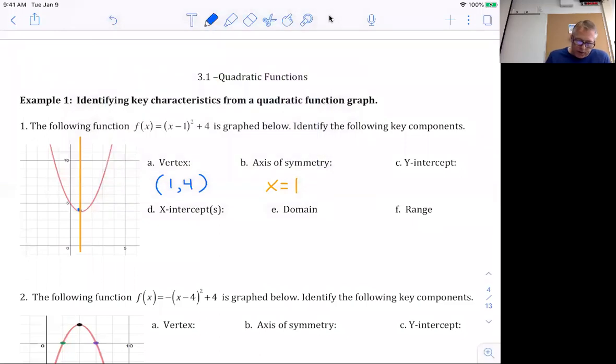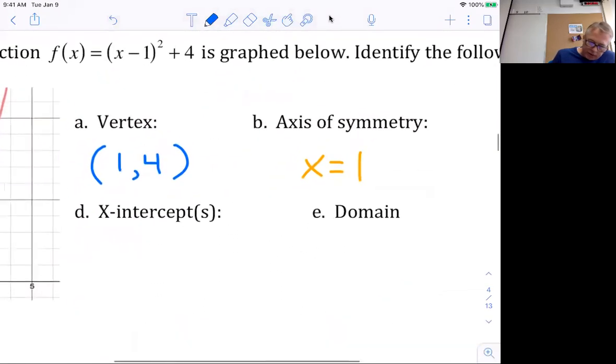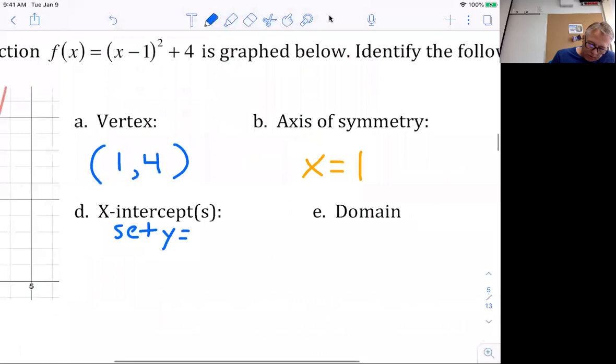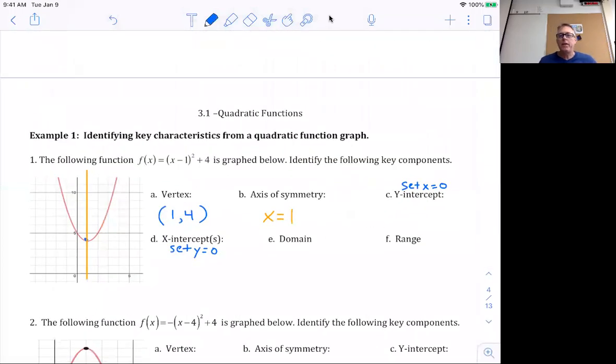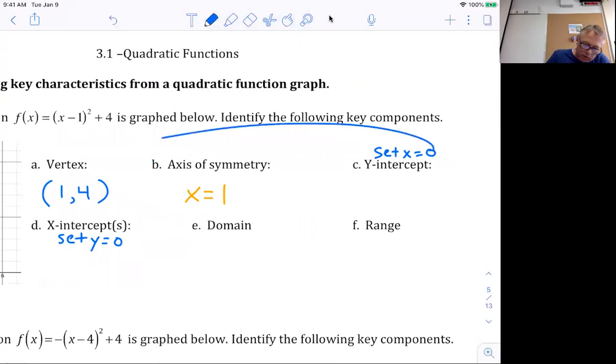Now, to find the y-intercept for any particular function, you always set x equal to 0. So for the y-intercept, we set x equal to 0. And as long as I'm writing, for the x-intercept, we're going to set y equal to 0. So we should be able to find, I'll do the y-intercept first. To find the y-intercept, I'm going to take that equation and set x equal to 0. So that means I'm plugging a 0 in for x there. So we get (0 minus 1) squared plus 4.